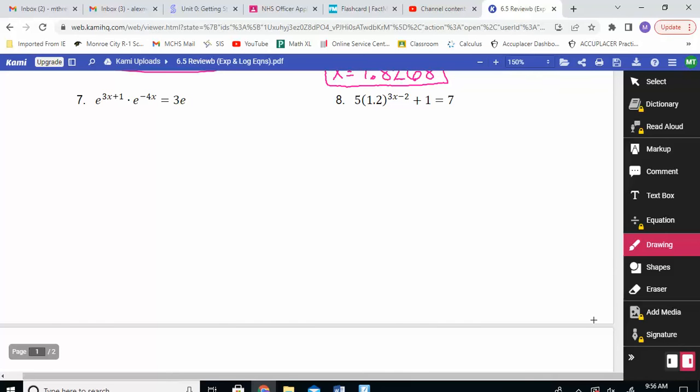What would I do for problem number 7? Natural log. So when we have these, that's when we add natural log. I would start by combining these. When you do that, you add their exponents. So then you can add the natural log to each side.